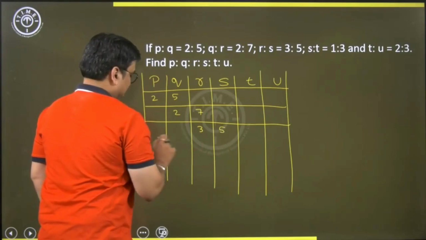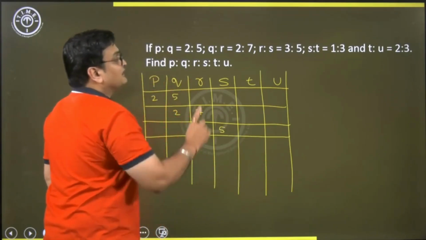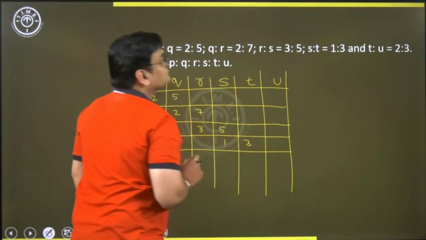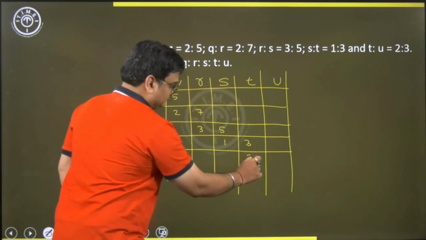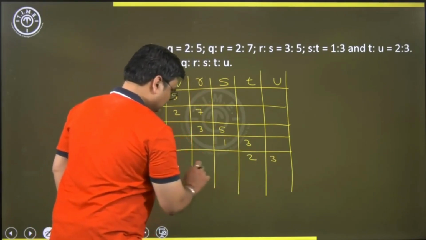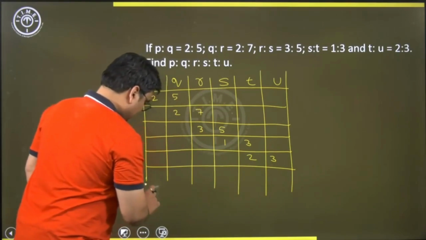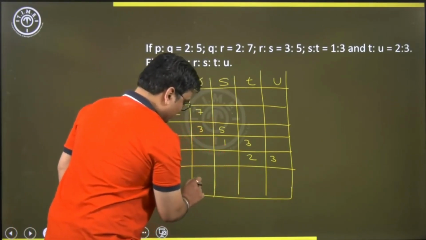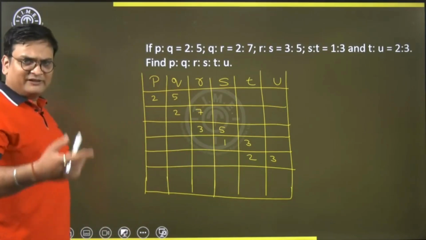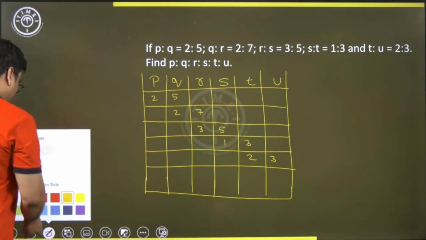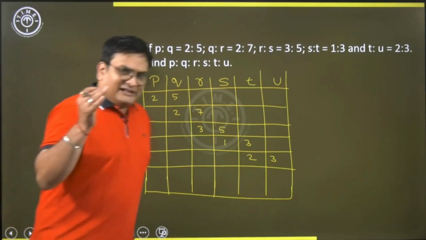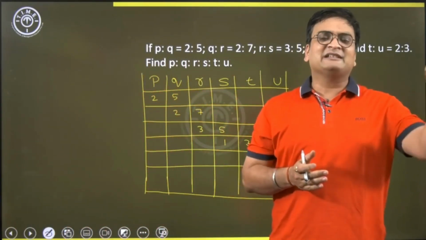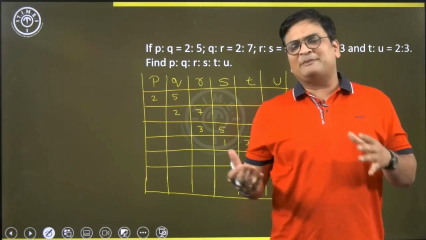R/S. S/T. T/U. And finally, I'll be writing down my answer here in the bottommost row. How do we write it? Observe, the trick here is, any empty cell will be filled by the corresponding adjacent filled cell. Whatever is in the filled cell, copy paste it in the empty cell.